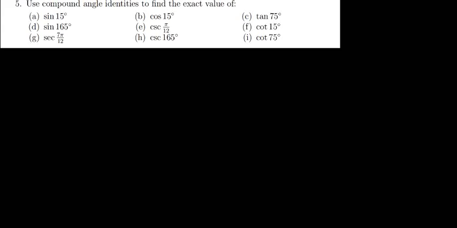So let us look at question 5, which is saying using compound angle identities to find the exact value. Compound angle identities is something that is very simple and straightforward. You just have to know the formulas for sum and difference.